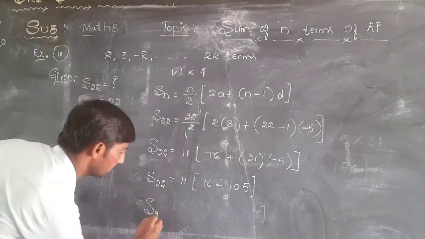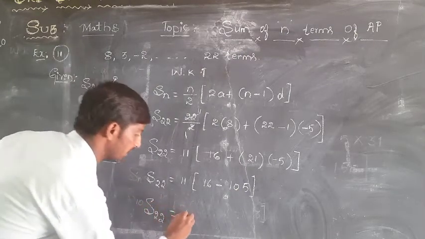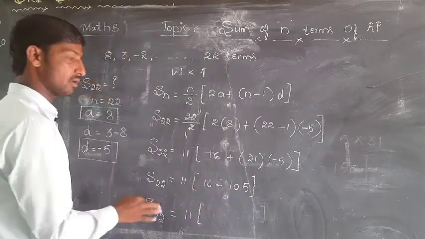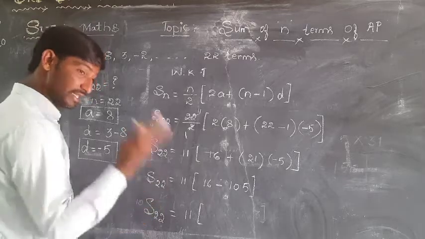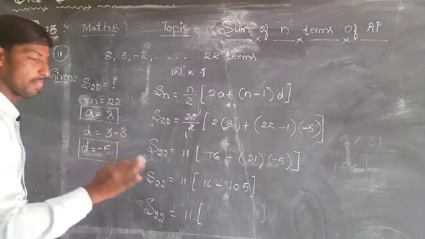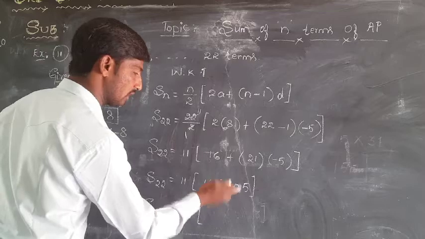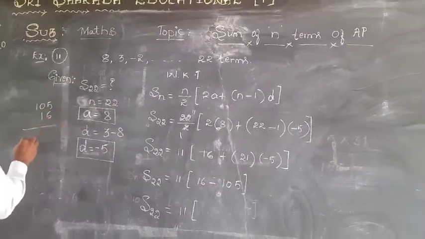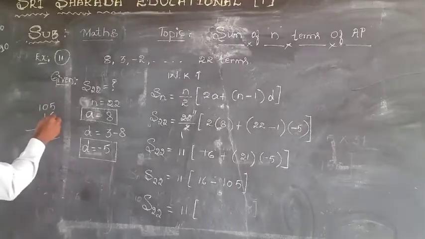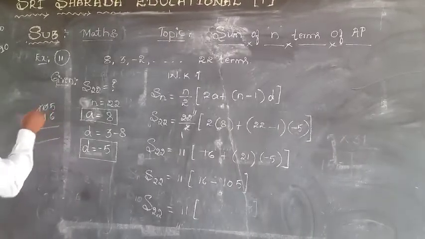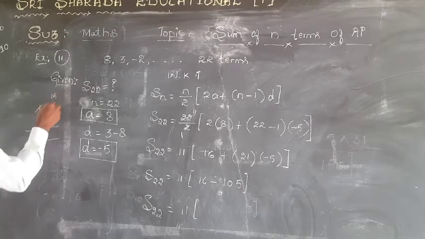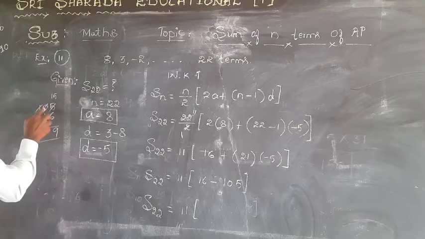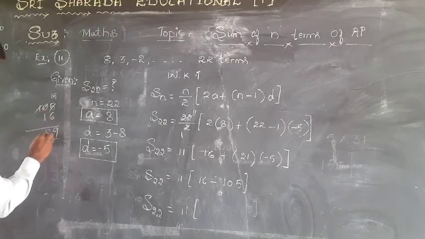Now S22 is equal to 11, as it is, of 16 minus 105. So again we have two like terms having unlike signs. So we must do subtraction, that is, subtract 16 from 105. 5 minus 6 is not possible, so take one as carry. So 5 will become 15. 15 minus 6 is 9. So here we have 9. 9 minus 1 is 8.